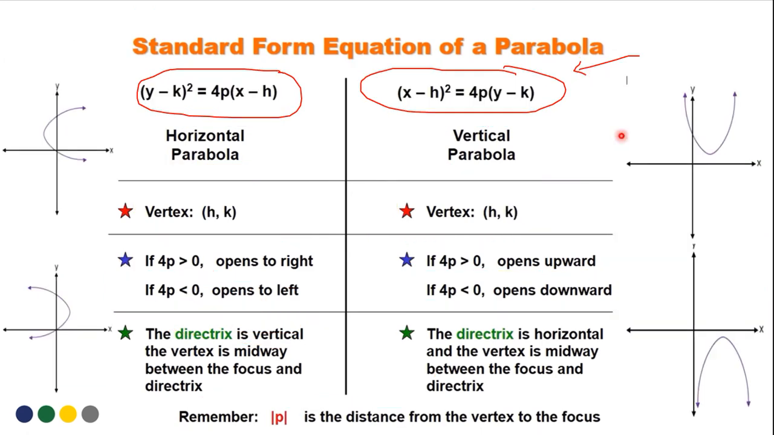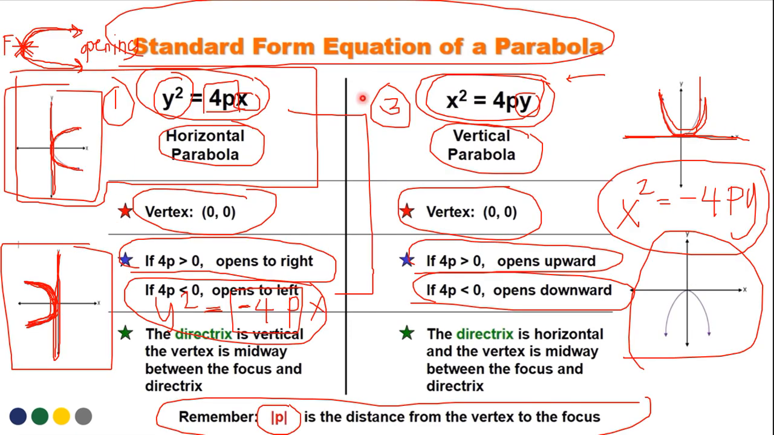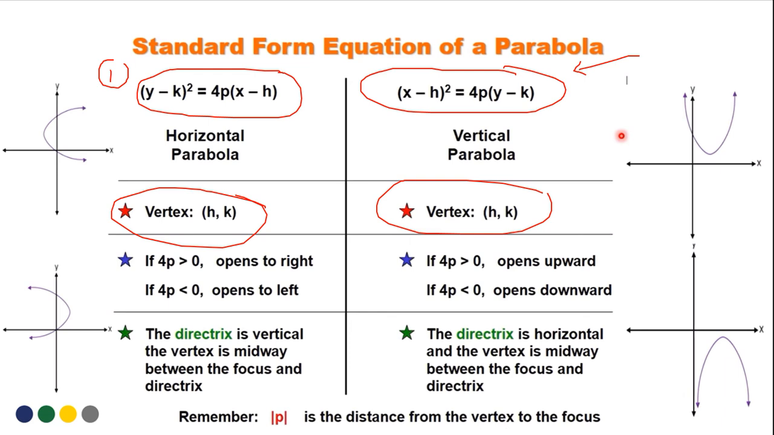Next, what if the vertex is at h, k? We're going to use the long formula. Here, number 1, y minus k squared equals 4p. Same lang po siya sa number 1 na standard form na short. Anong ginawa? Dinagdagan lang po natin ng h, k. Okay? Tingnan nyo. Yung y, dinagdagan ng y minus k. Yung x, dinagdagan ng negative h.